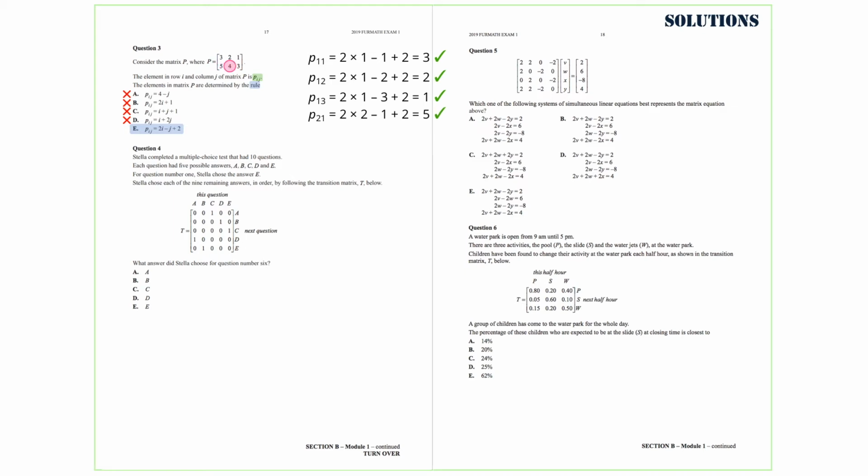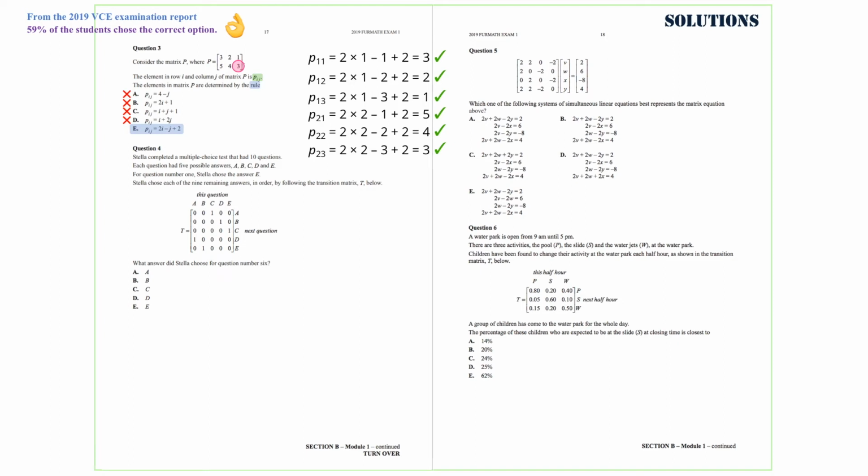Correct. P22 equals 2 times 2 minus 2 plus 2 equals 4. Correct. And P23 equals 2 times 2 minus 3 plus 2 equals 3. Correct. So we have the correct answer. From the 2019 VCE examination report, 59% of the students chose the correct option.